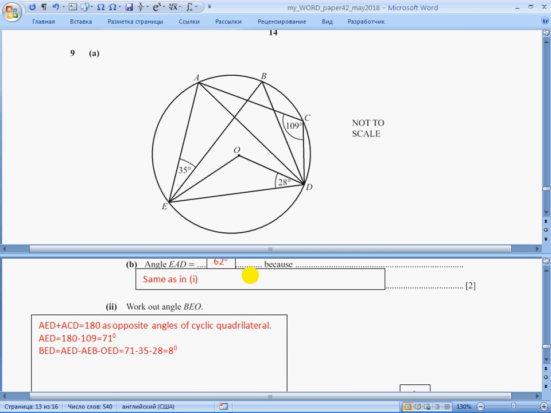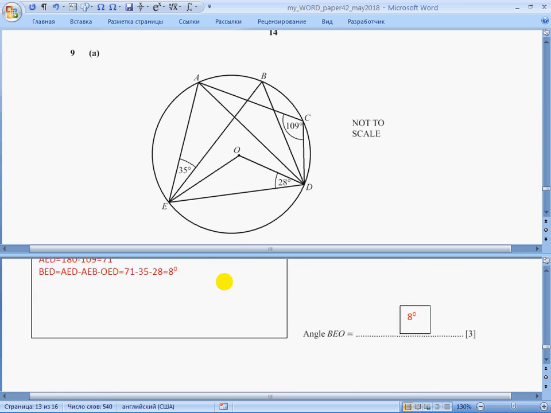Work out angle BEO. BEO can be found if we learn angle AED. AED is opposite to C in the cyclic quadrilateral, so they sum up to 180. So 180 minus 109 gives us 71, so the total angle 71 minus 35 and 28, so we get 8 degrees.